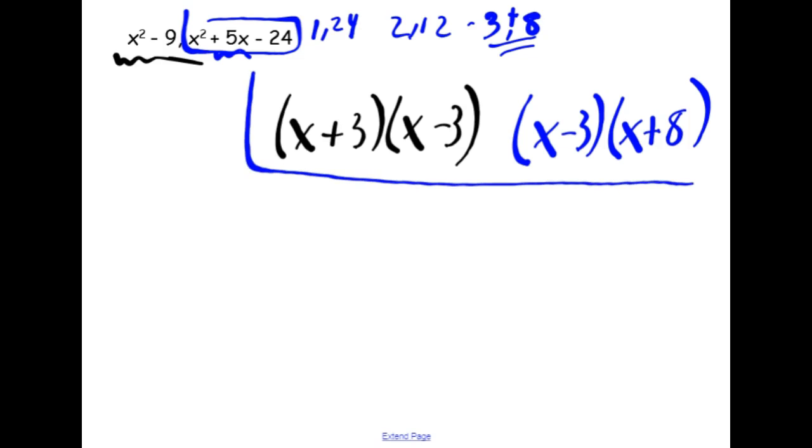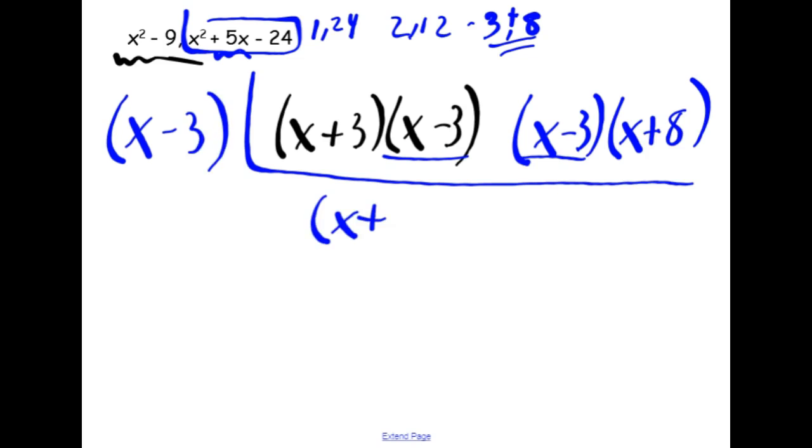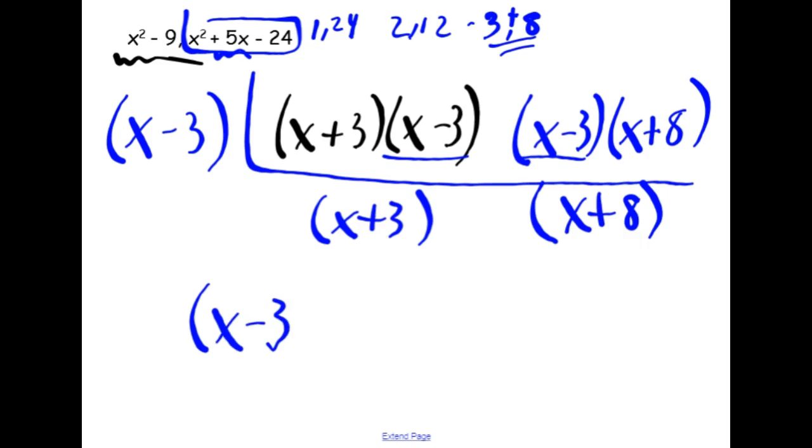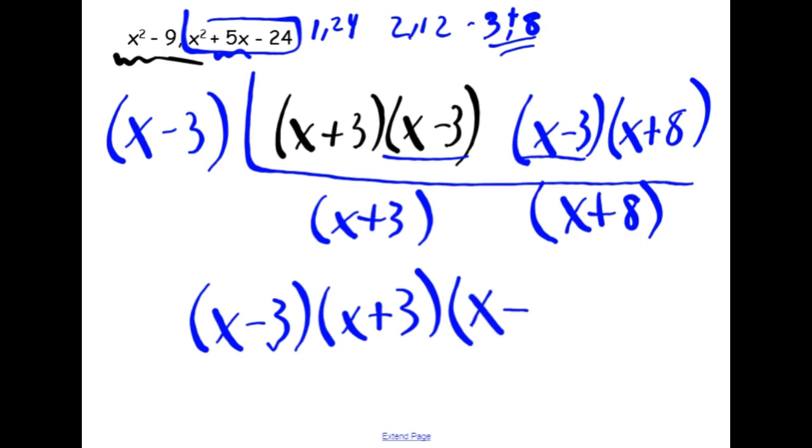Now you want to compare your binomials. Do they have any binomials in common? They both have that x minus 3, so we'll take that out here as a common factor, leaving us with x plus 3 and x plus 8. X plus 3 and x plus 8 don't have any factors in common, so your least common multiple is this long mess of x minus 3 times x plus 3 times x plus 8. That's it.